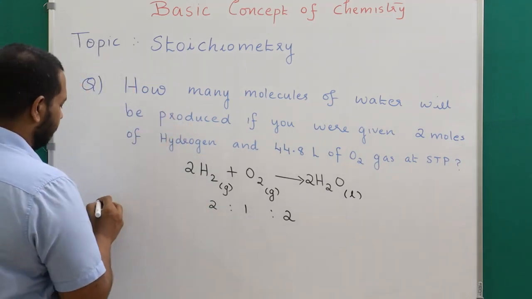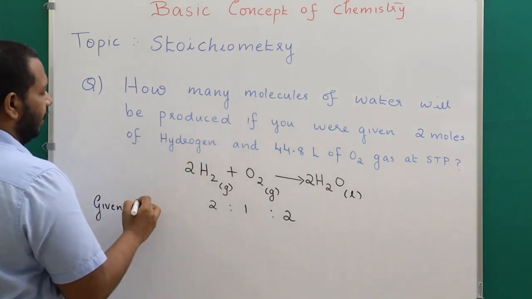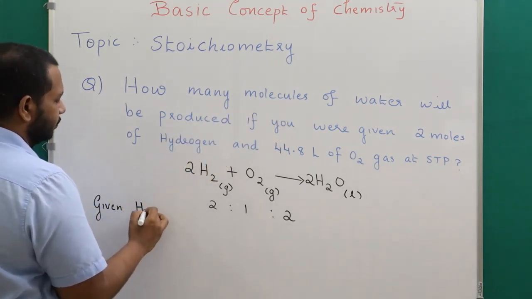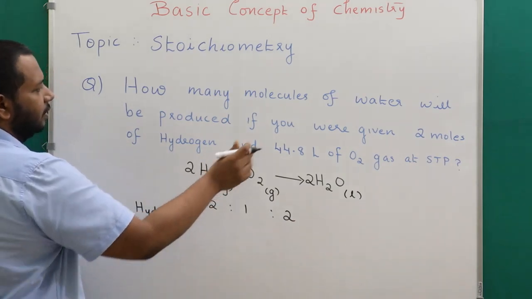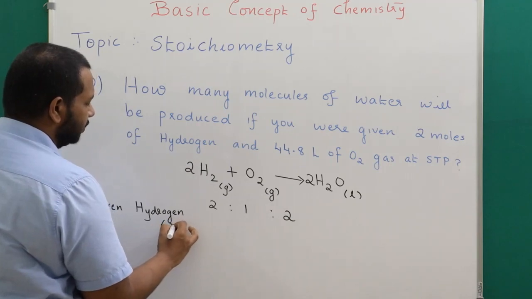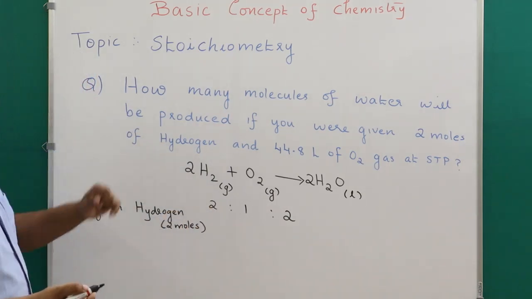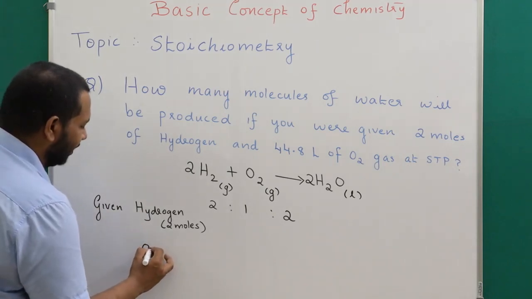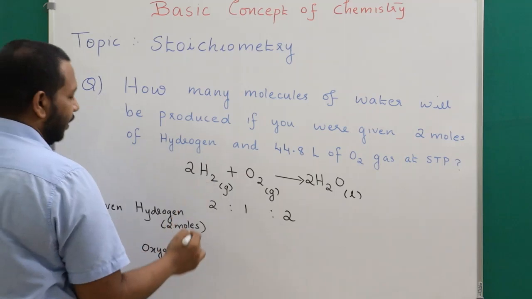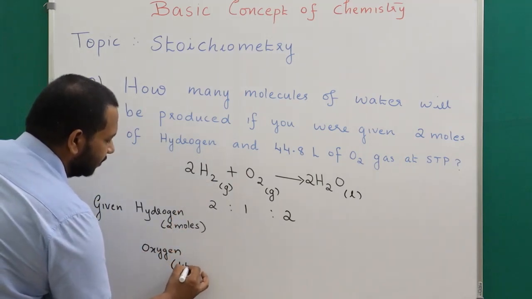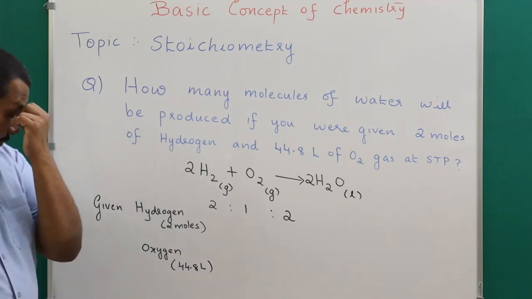Given is very important. Hydrogen is given to you. Super. How many moles of hydrogen are given to you? 2 moles of hydrogen given to you. And oxygen is also given to you, so there can be a case of limiting reagent. And oxygen is given in volume. That is the biggest thing. 44.8 liters given to you.